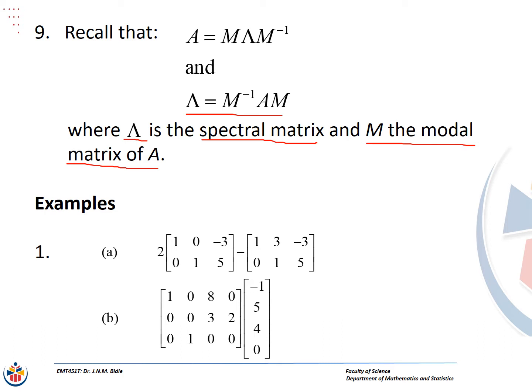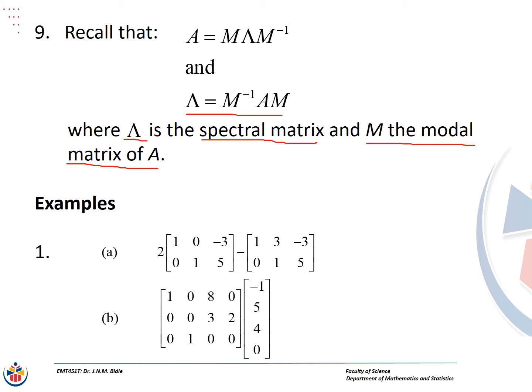So if you have been given M, which is the modal matrix, find M inverse. And please remember, in order for you to diagonalize matrix A, when matrix A has been given, you use the formula M inverse multiplied by A multiplied by M.